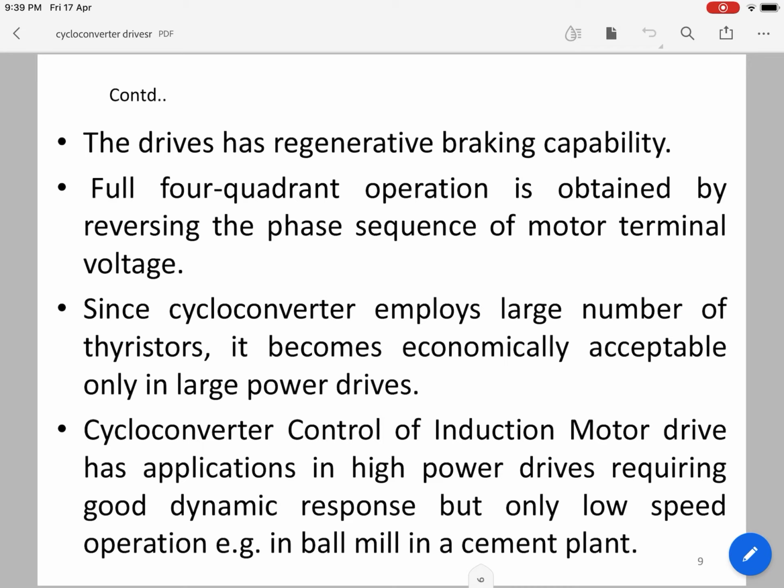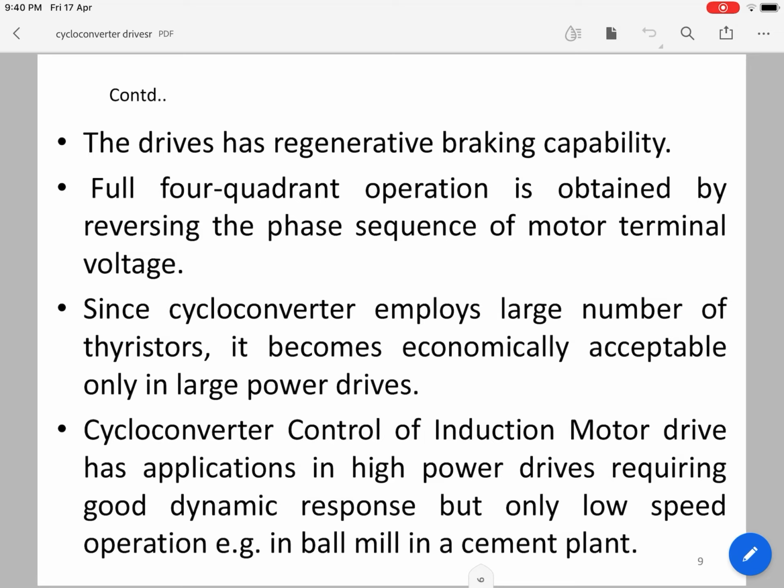Since the cycloconverter employs a large number of thyristors, it becomes economically acceptable only in large power drives. One main aspect is that it involves a number of thyristors, so the circuitry is big, and control circuitry for the thyristors is also required. That is, more hardware is required, so it becomes costly also. So it is only used in very large power drives.